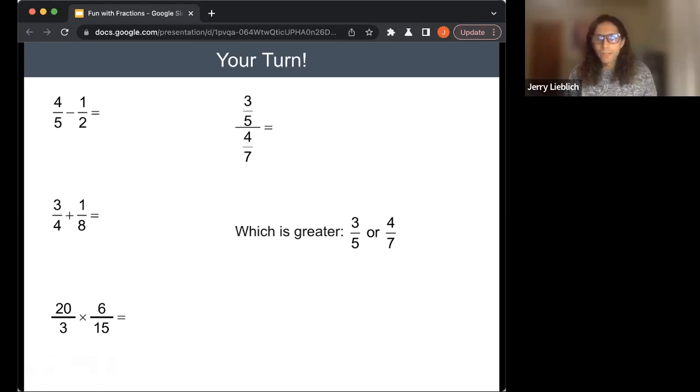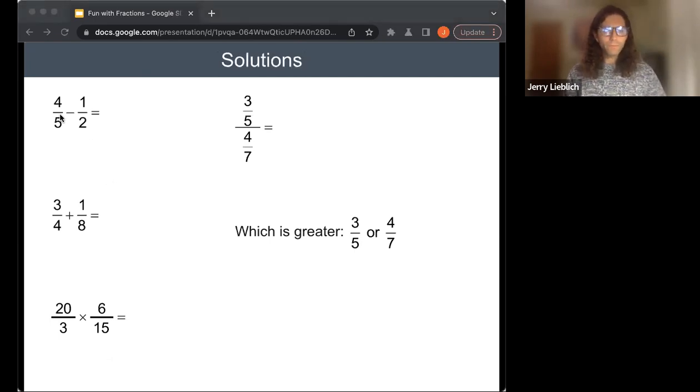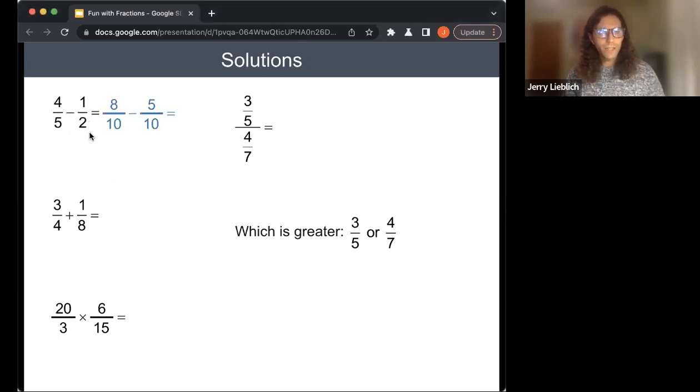Okay, so let's go through these answers. This first one, in order to subtract, I first need a common denominator. That's going to be 10 in this case. So I multiply this by 2 over 2, this by 5 over 5. I'm getting 3 over 10. To add here, a little bit easier than this. I'm just going to get this into eighths and add together to get 7/8.